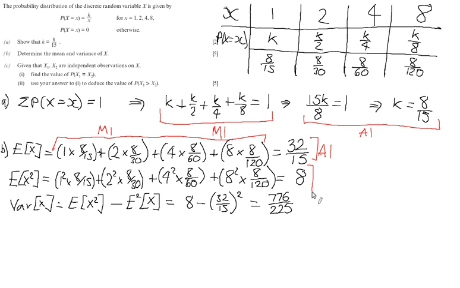Then, similarly, for the expectation of x squared, we get a method mark and an accuracy mark. And then finally, we get our accuracy mark for demonstrating and showing how we get to this variance of x.